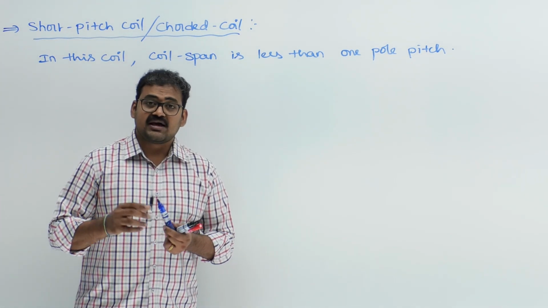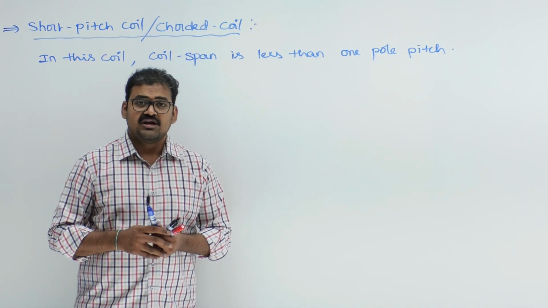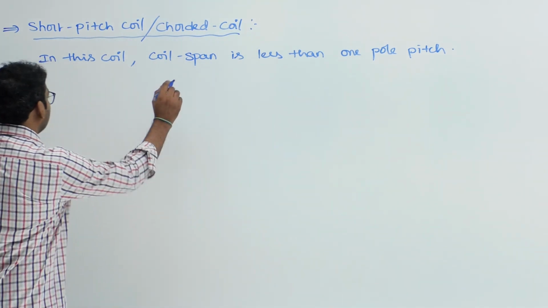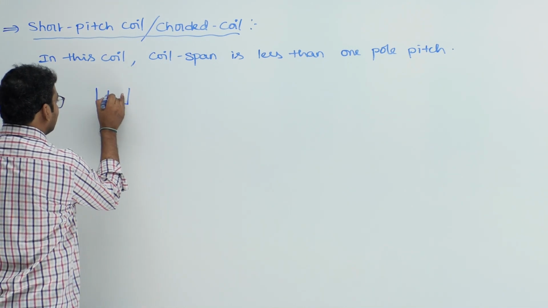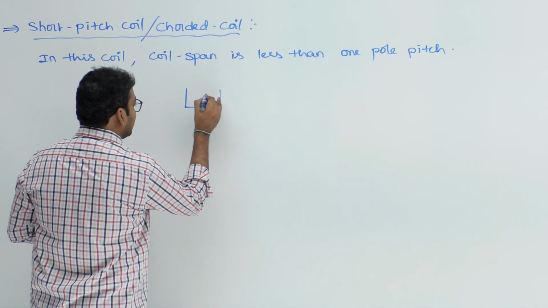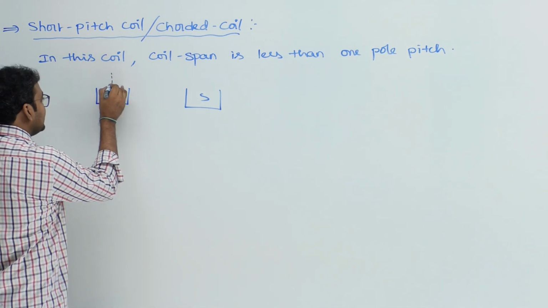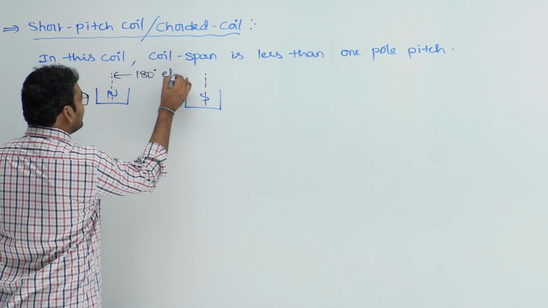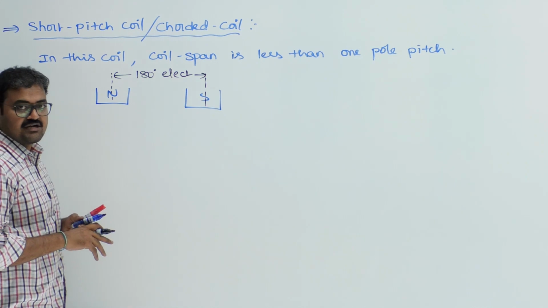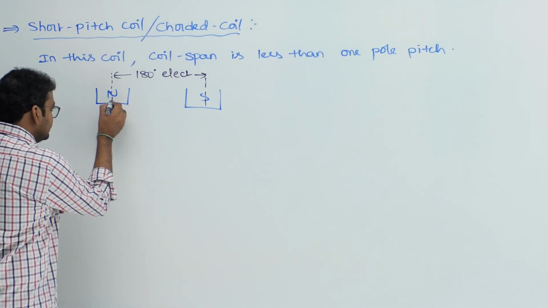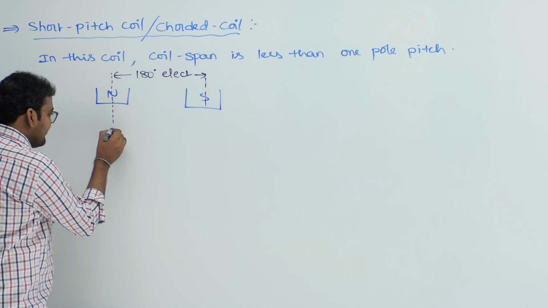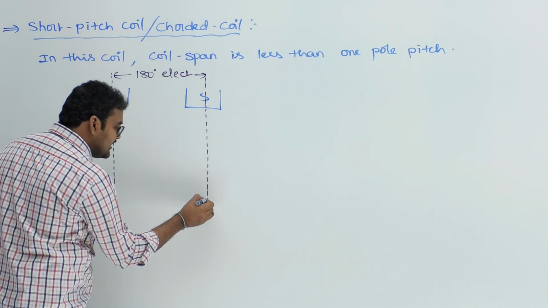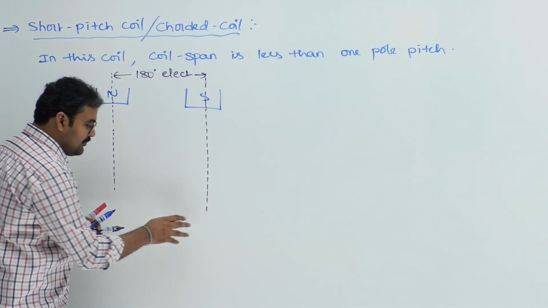Now, short pitched coils have advantages as well as disadvantages. First, let us see mathematically, then we will discuss advantages and disadvantages. See here. First, let us consider this is a north pole we have in a machine, and this is the adjacent south pole. The angle or distance between this north pole to south pole is called 1 pole pitch, and 1 pole pitch is always equal to 180 degrees electrical. Now, in case of a full pitched coil, if one coil side is exactly under north pole, the other coil side will be exactly under south pole. Such kind of coils are called full pitched coils.